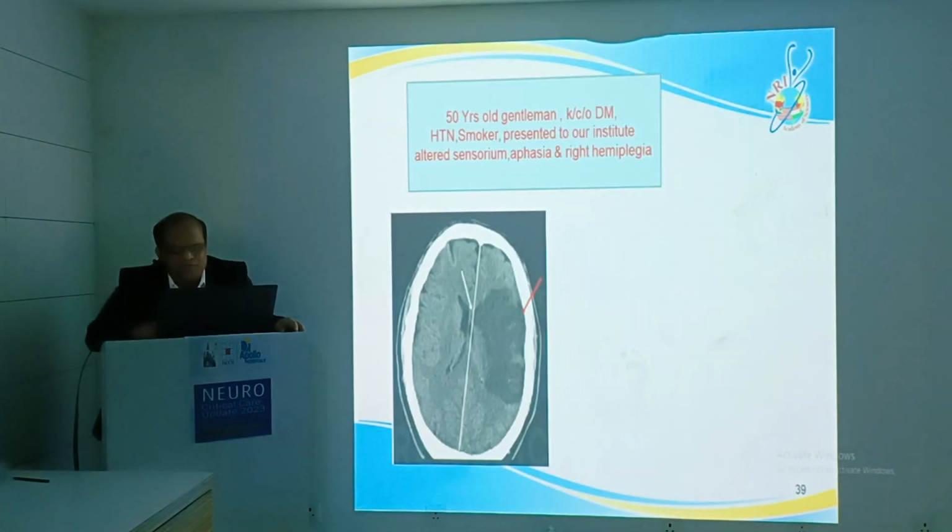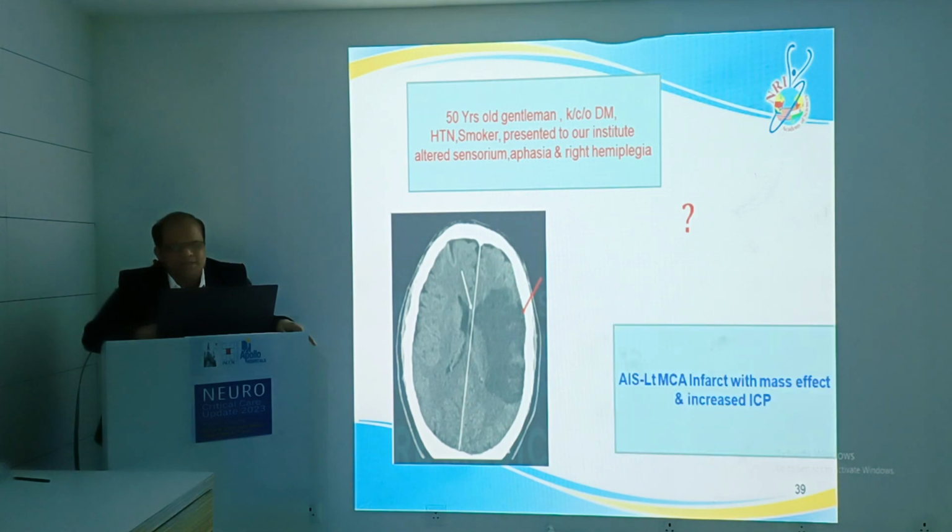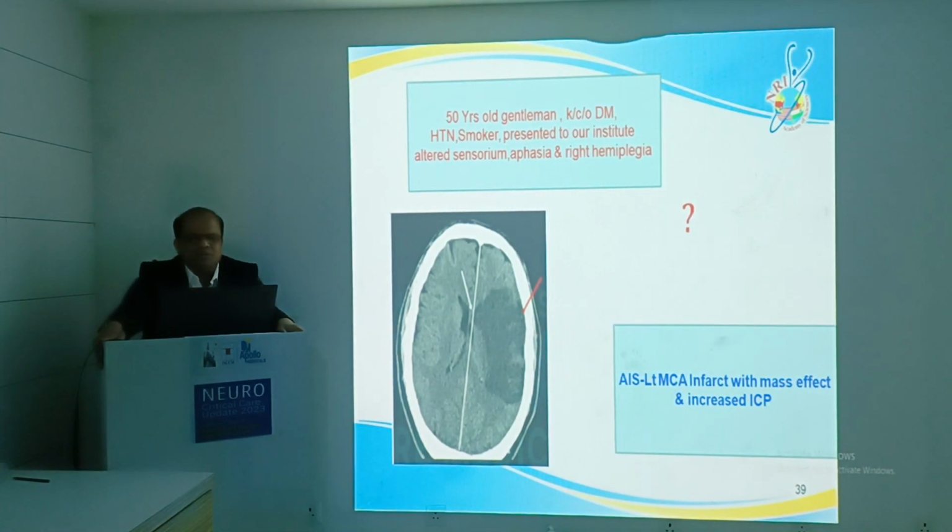So just to have a few examples, here is a 50 years old gentleman, a known case of diabetes, hypertension, smoker, who presented to our institute in altered sensorium, aphasia and right hemiplegia. What are we observing here? A large hypodense area in the left MCA. Yes, the midline is maintained, but the ventricles are getting compressed. So what is the possibility? Yes, acute ischemic stroke, left MCA infarct with mass effect and raised ICP.